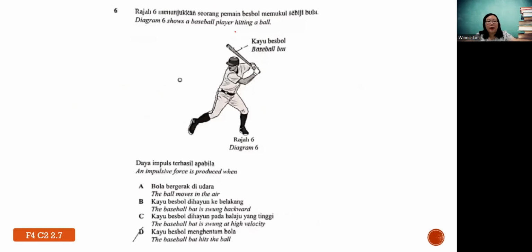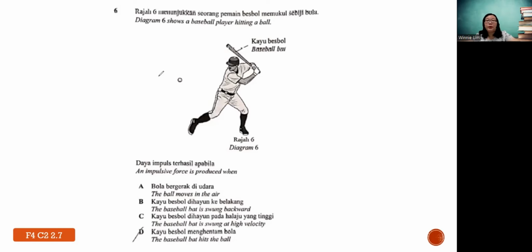Next one, you will have the topic of impulse and impulsive force. Diagram 6 shows a baseball player hitting a ball. Impulsive force is produced when what? So what is impulsive force? Impulsive force is actually the rate of change of momentum, or the force produced in a short time interval.